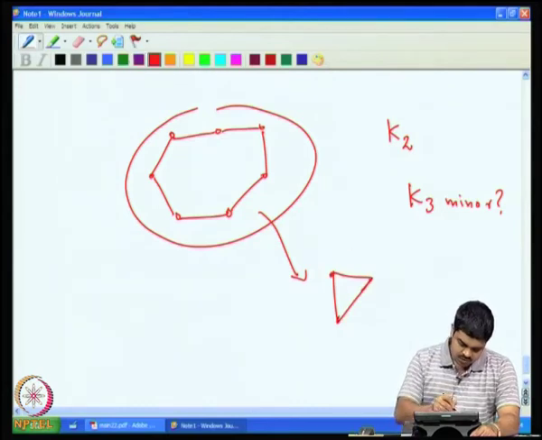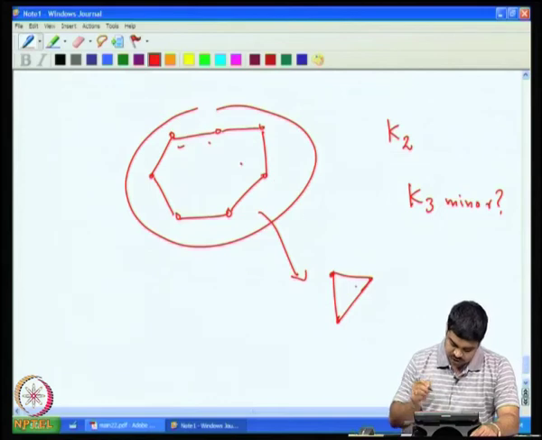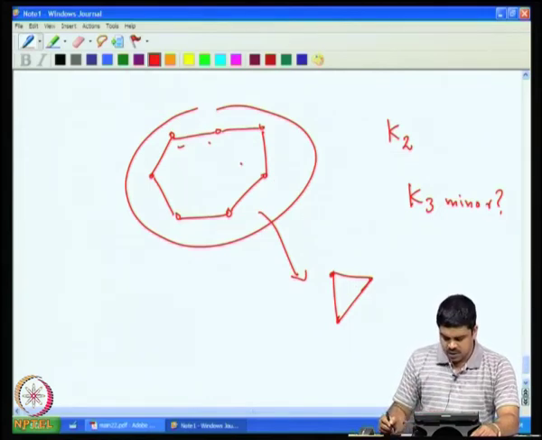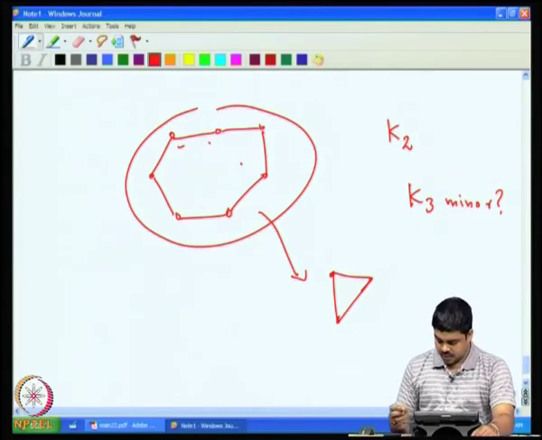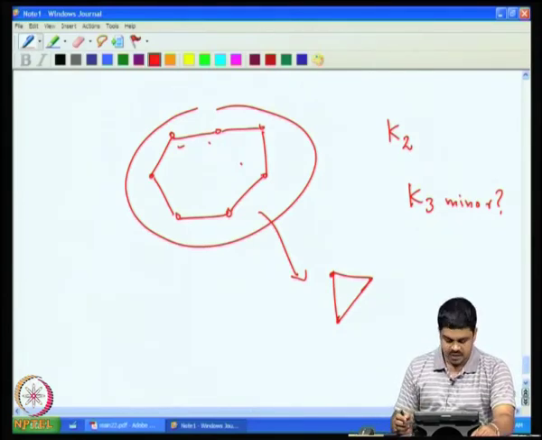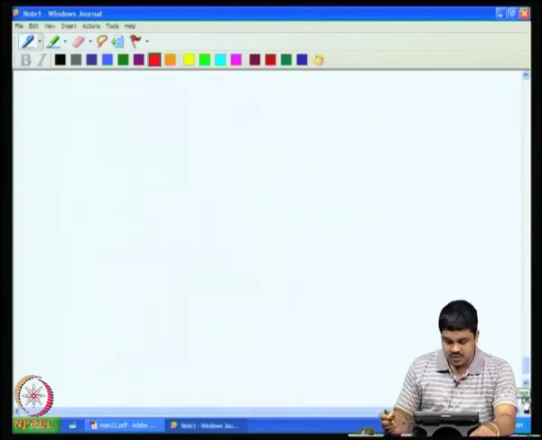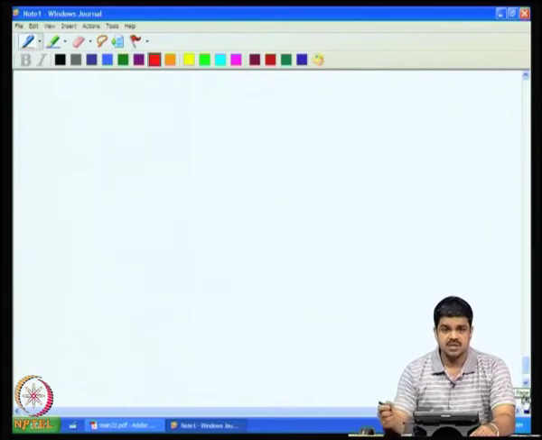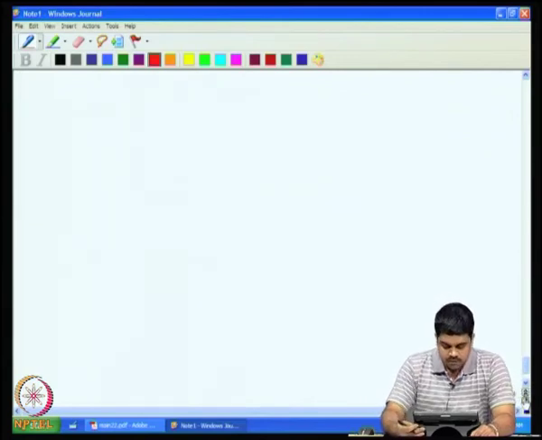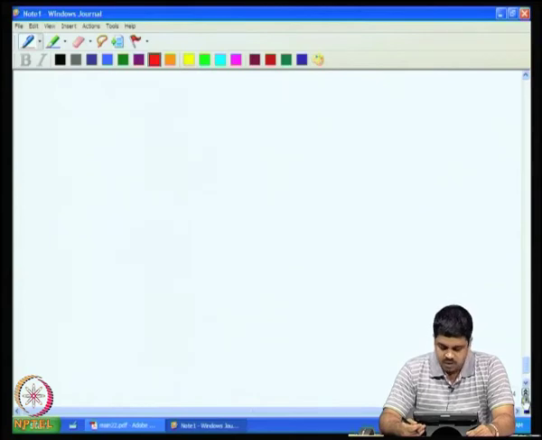So, how do you contract it? You just contract edge by edge and you can convert it to this K3 minor. When we say K3 minor, what do we mean by that? You can throw away some edges, throw away some vertices and contract some edges and ultimately get a K3, the complete graph on 3 vertices, as a minor. Now, the next question: if you are given a 4 chromatic graph, is there always a K4 minor or not?